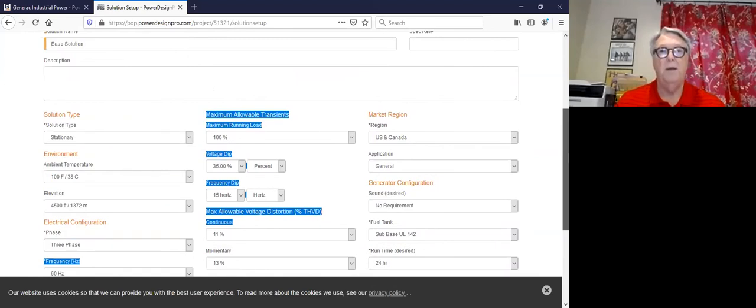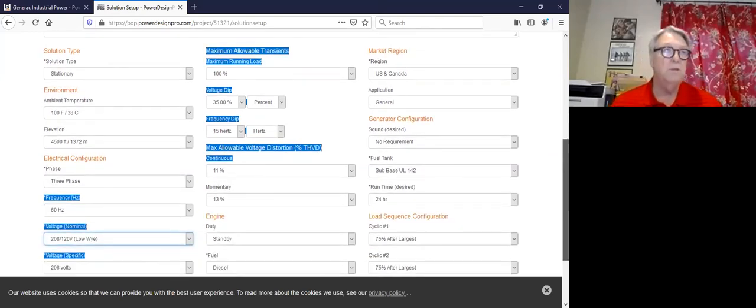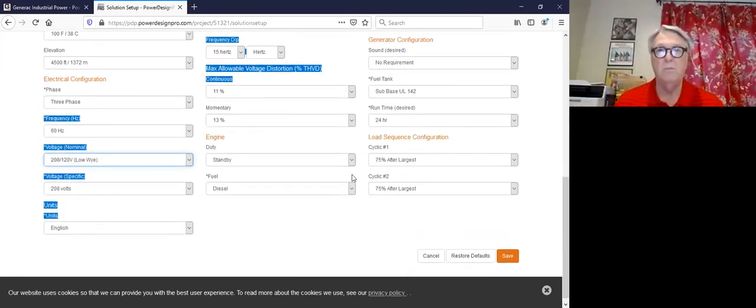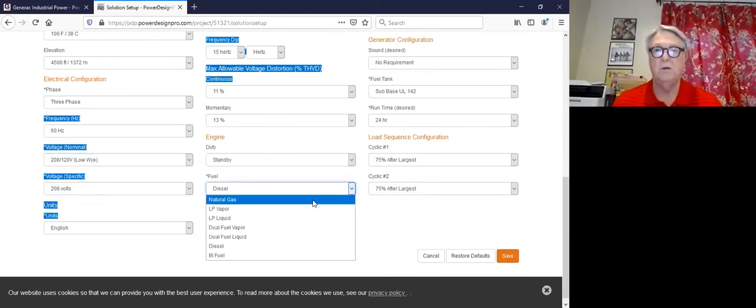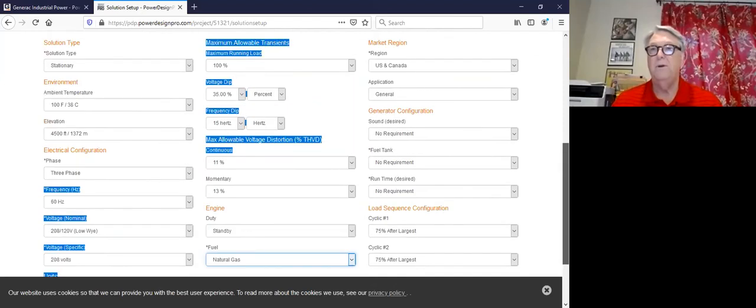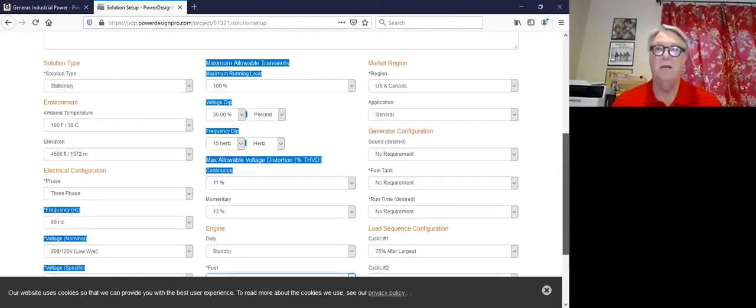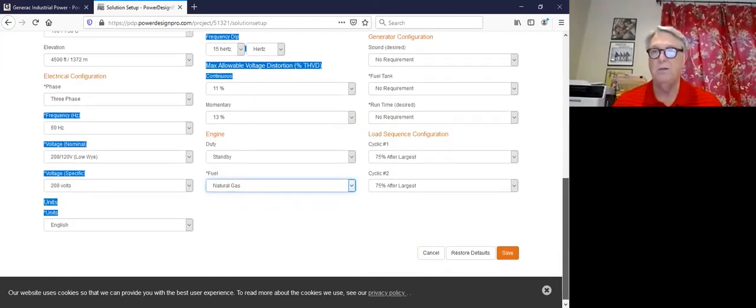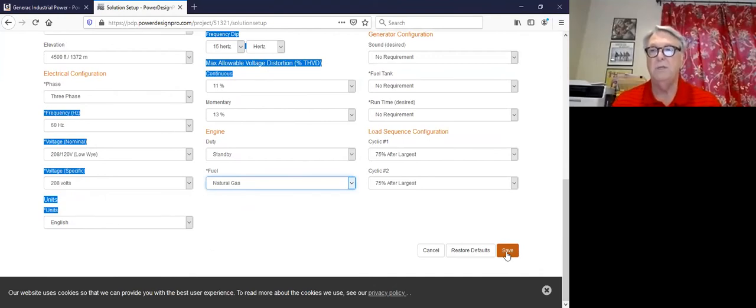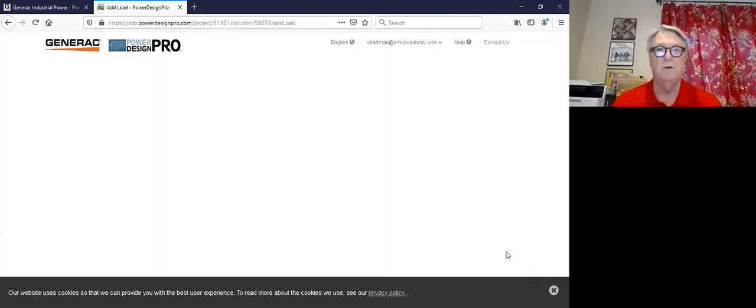You go up here, and this is your maximum allowable transients, your voltage dip, your frequency dip. You can put this in, and it will establish limits when it sizes your generator for the voltage dips and the frequency dips and so on, and also harmonics. Let's go down here and put in a natural gas generator. And then there's some other things in here, USA and Canada, the type of application, so on and so forth. So I'm just going to save those. Those are my general features.